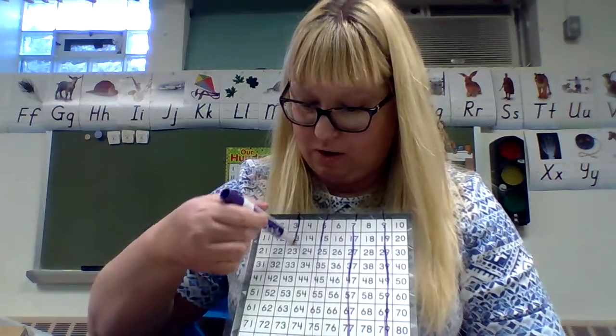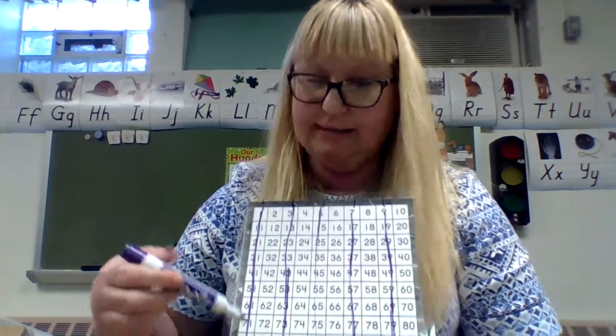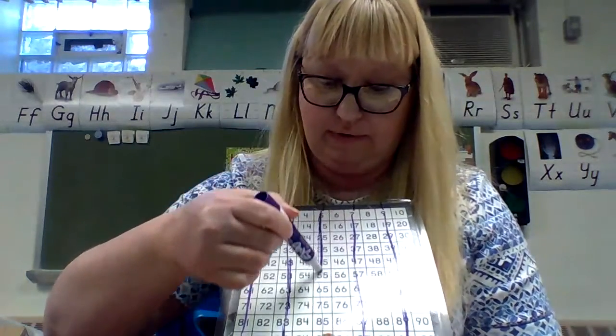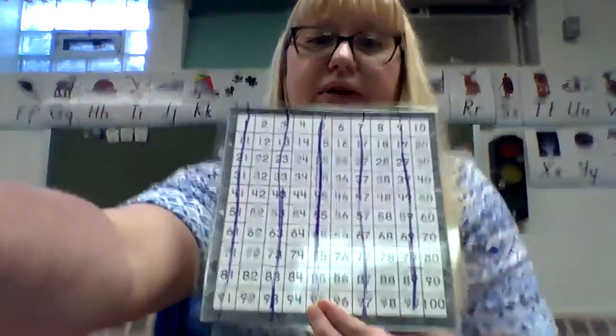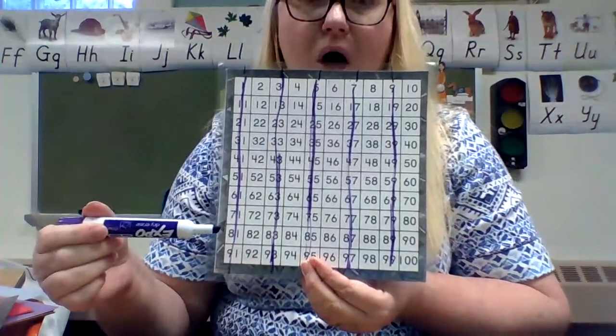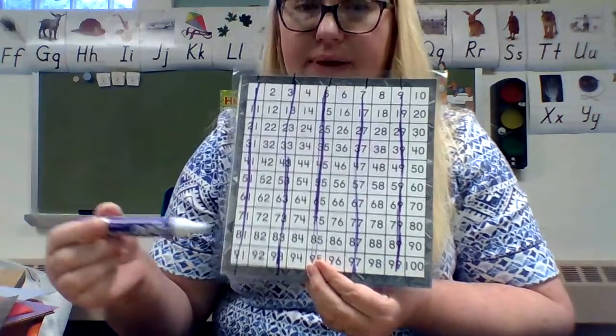If the number ends in a 1, 3, 5, 7, or 9, those are odd numbers. I'm sorry, I didn't realize I had that down wrong. They're not going to have pairs.